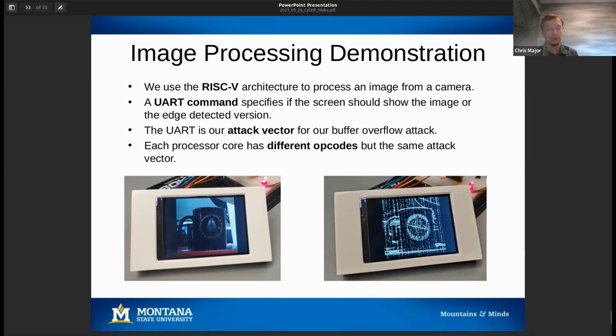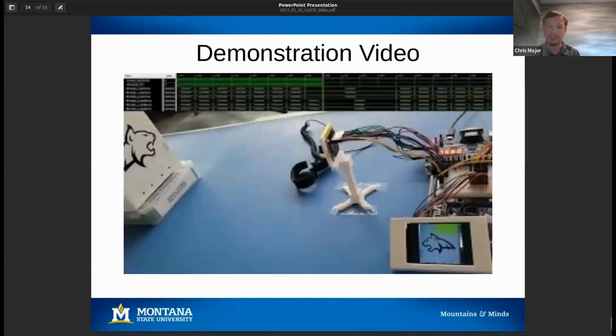So again, going back to our vocabulary for malware, this is our attack vector. Now, again, each of these processor cores has different opcodes, but the same input ports and output ports for the entire system are shared. So I'm going to go ahead and show you a demonstration video. This was done by one of our graduate students, Tristan Running Crane. He actually passed his defense with this, which is pretty nice. I'm going to go ahead and switch the screen for a second because it's a YouTube video.